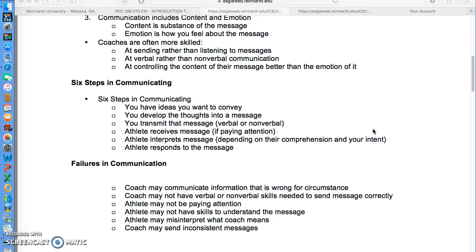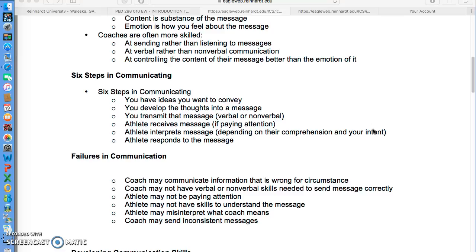So, a couple things just to understand, just some steps to communicating. You have to know what you want to say. You have to develop what it is you're going to say. You have to figure out the best way to get it across, whether it be verbal or nonverbal. Then your athletes have to actually listen. They have to interpret what it is you're trying to tell them to do or ask them to do or say to them, and then they have to respond.